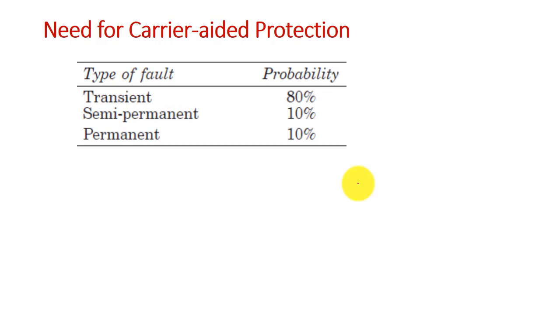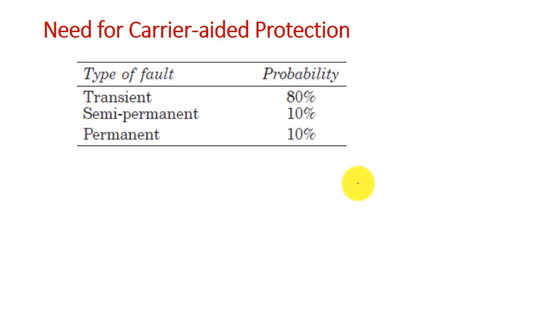So therefore we need the carrier aided protection, as I told in the last class. Through the carrier aided protection, both the relay operations can be synchronized just by transmitting the information from the local end where the fault is happening, to the remote end relay, right? Okay, it is always possible.